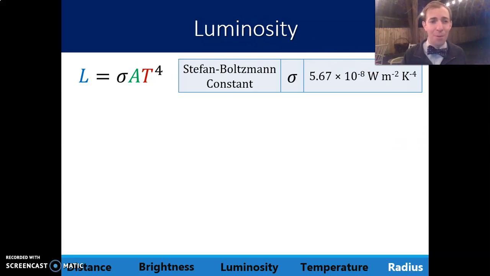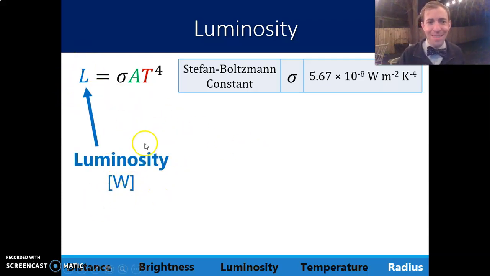We said that the power was equal to the emissivity times the Stefan-Boltzmann constant times the area times the temperature to the fourth. Here there's a couple slight differences. Instead of power, we're calling it luminosity, but again, it's in watts, it's the same thing. That the luminosity is represented with a capital L.